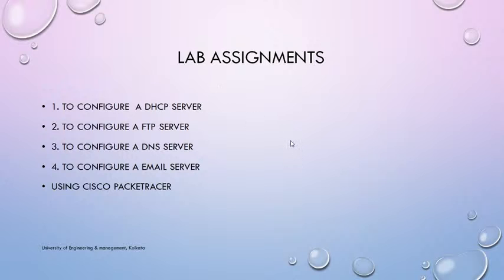What I was saying is that information theft is a very serious issue nowadays, and for that reason, a client-server architecture provides better security, better authentication in accessing the data when we talk about information exchange. So what we need to do in today's assignment, we will be learning to configure a DHCP server, an FTP server, a DNS server, and an email server using Cisco Packet Tracer. These are all a part of the server configuration.